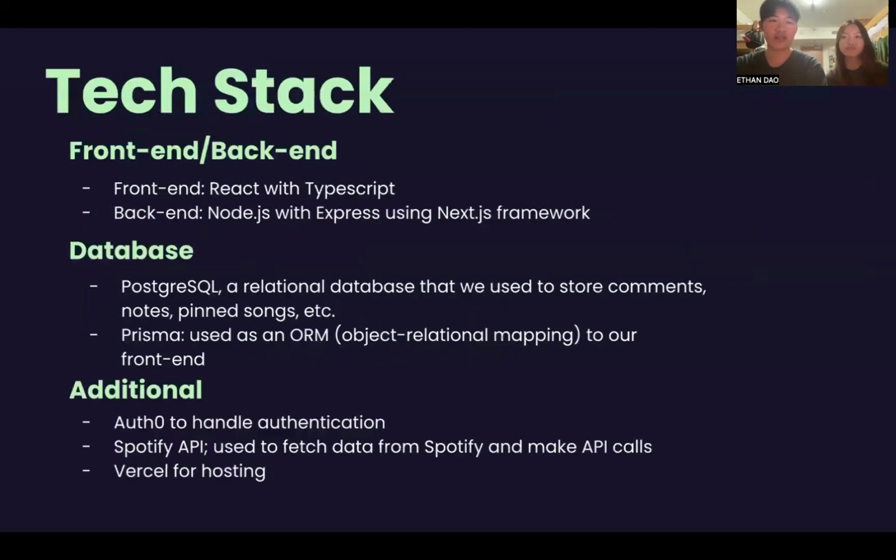For our tech stack, for the front end, we use React with TypeScript, and for the back end, we use Node.js with Express using a Next.js framework. As for our database, we use PostgreSQL, which is a relational database that we use to store comments, notes, pinned songs, and a lot of different components that we use in our web app. For that, we use Prisma as an ORM, or object relational mapping, to our front end. Additionally, we use Auth0 to handle the authentication, the Spotify API to fetch data from Spotify and make different API calls, and we use Vercel for hosting our app.